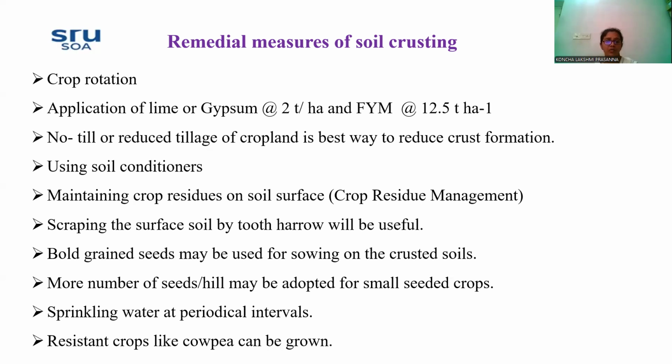Bold seeded grains are mostly used for sowing in the soils having more crust formation. Next, more seeds are to be sown for small seeded crops. Next, sprinkling of water at periodic intervals. Next remedy is that resistant crops like cowpea or the pulse crops can be grown, so that the soil aggregates will be in a very stable manner.